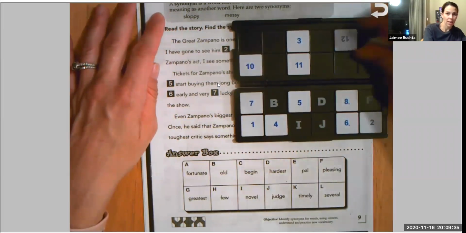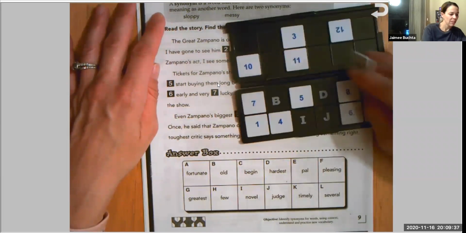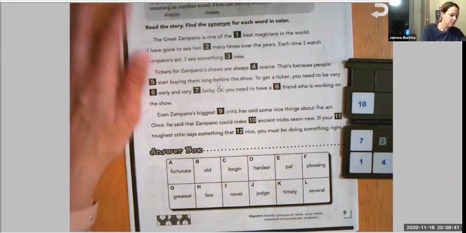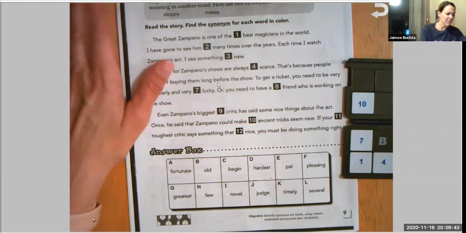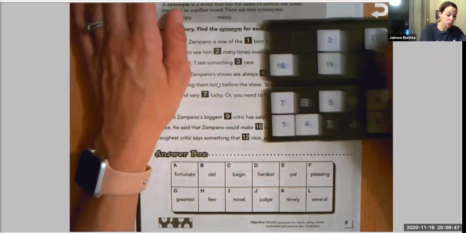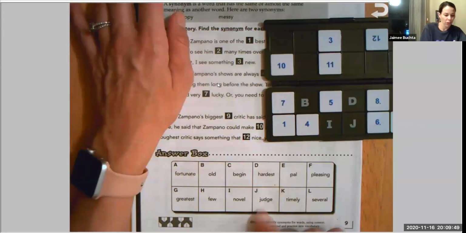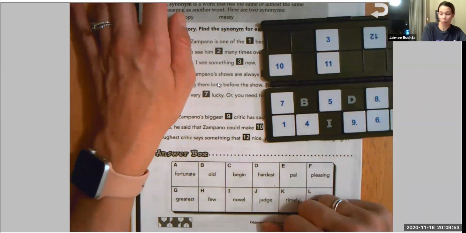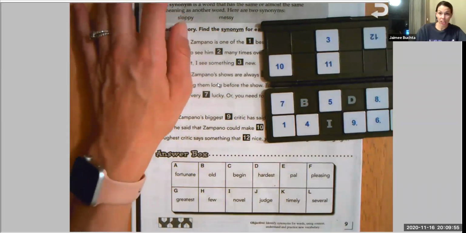And I'm going to grab 9. Even Zampano's biggest critic has said some nice things about the act. A critic, even his biggest critic, has said nice things. So his biggest judge, perhaps, I think judge for 9, I'm going to put that on J. If you're not with me, you can press pause and catch up.